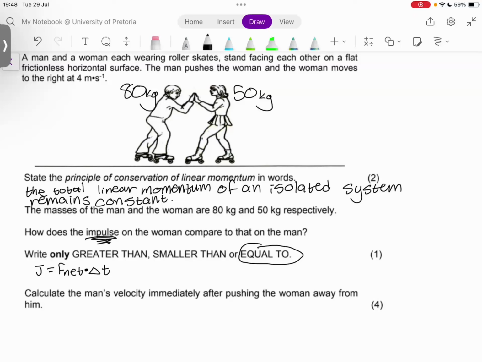Okay, I will repeat it. So the answer for this one is that the impulse on the woman is the same as the impulse on the man because it is dependent on the product of net force and the time that the force acts over. I'm going to explain it over here.